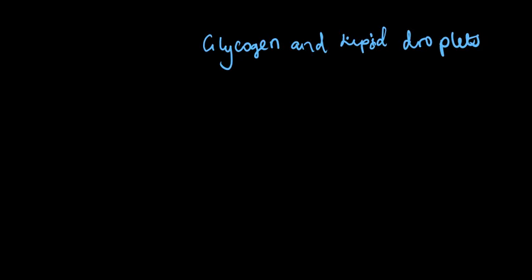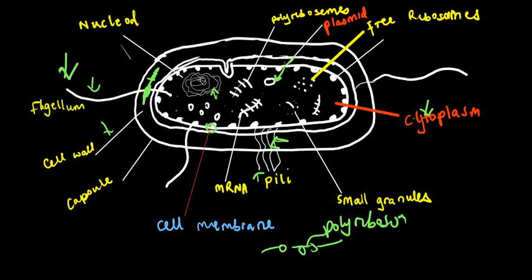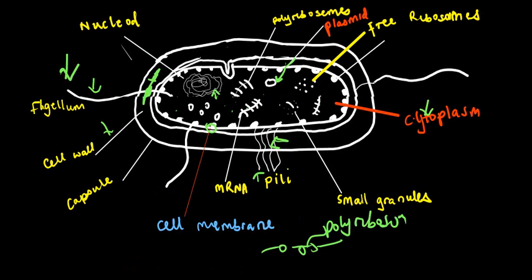The next thing that we're going to talk about is glycogen granules. Okay, so I missed a word. Let's just add that. So we have glycogen granules and lipid droplets. I'm sure you had seen some of them in the previous photo. These are the small granules, okay?